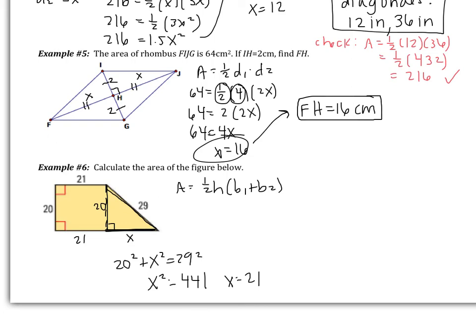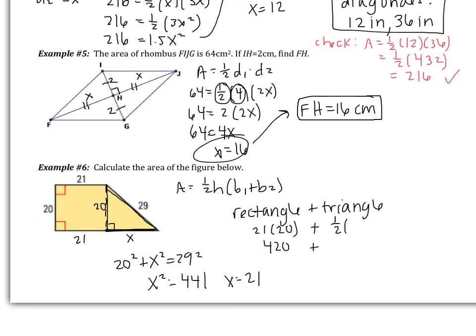From here, I'm guessing you did one of two things. You could have found the area of the trapezoid, or you could have found the area of the rectangle on the left and added the triangle on the right. I'm going to do that. So the rectangle is base multiplied by height. The base is 21, the height is 20. When I multiply those, I get an area of 420.